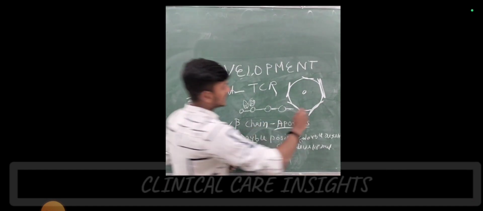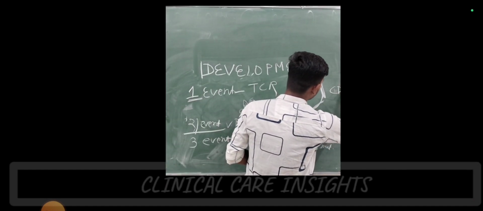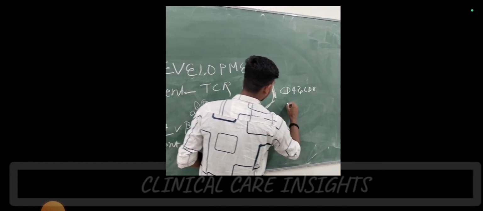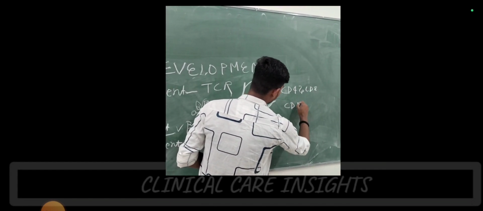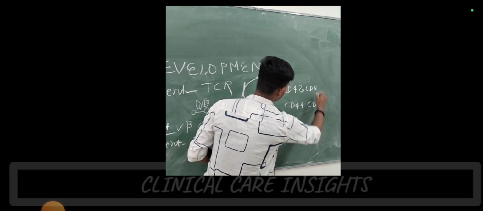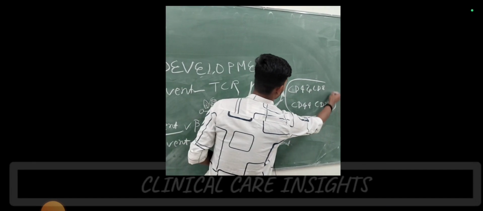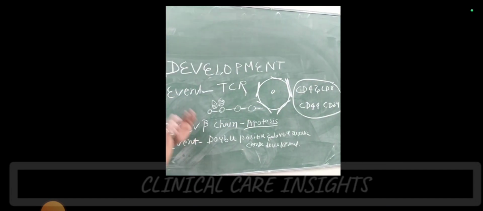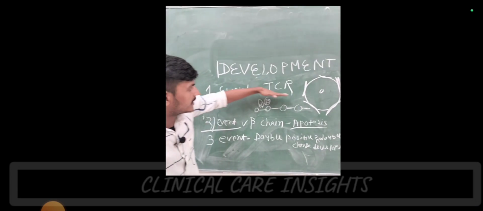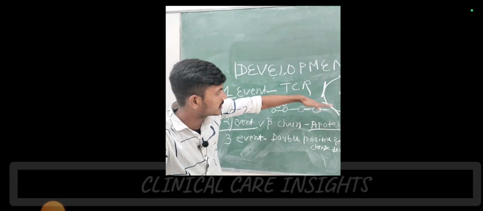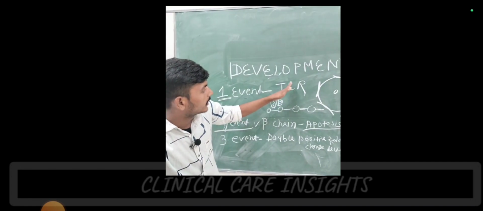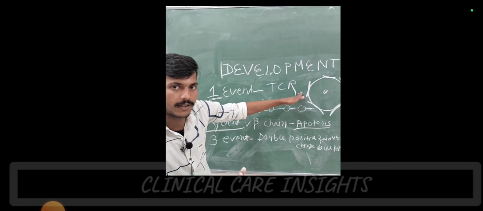Write down CD4 and CD8. Then we have CD44 and CD24. Understood now? What happened in the first event? There is an expression of some of the genes which result in the formation of T lymphocyte cell receptor. Okay, clear?